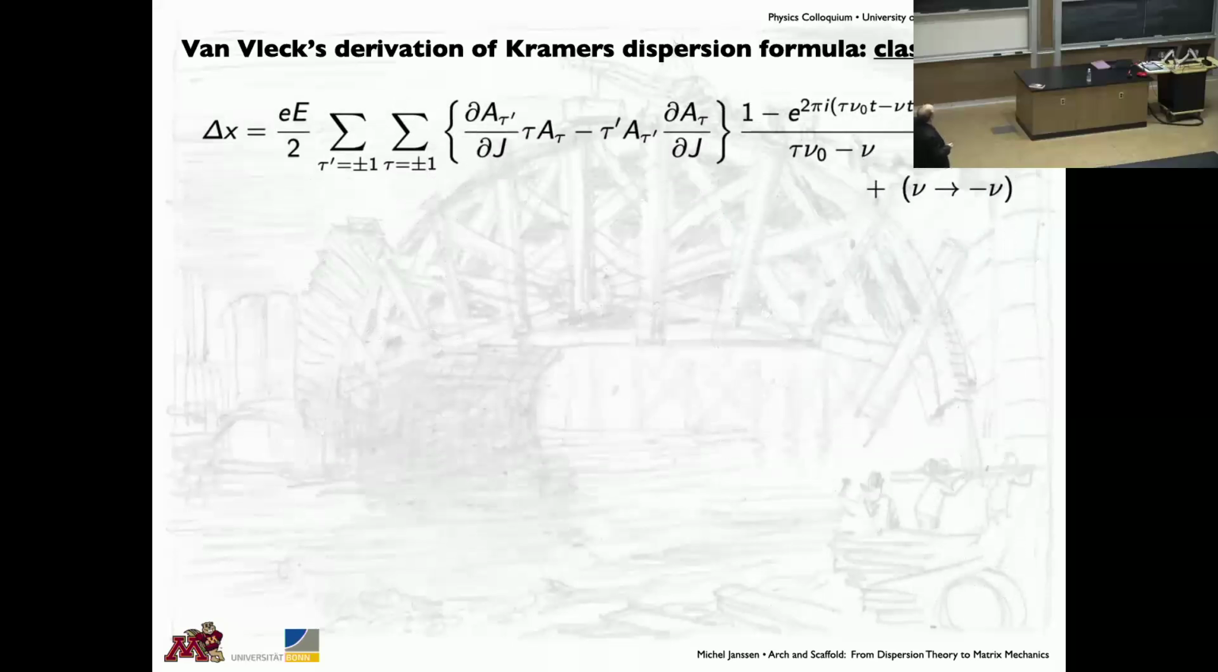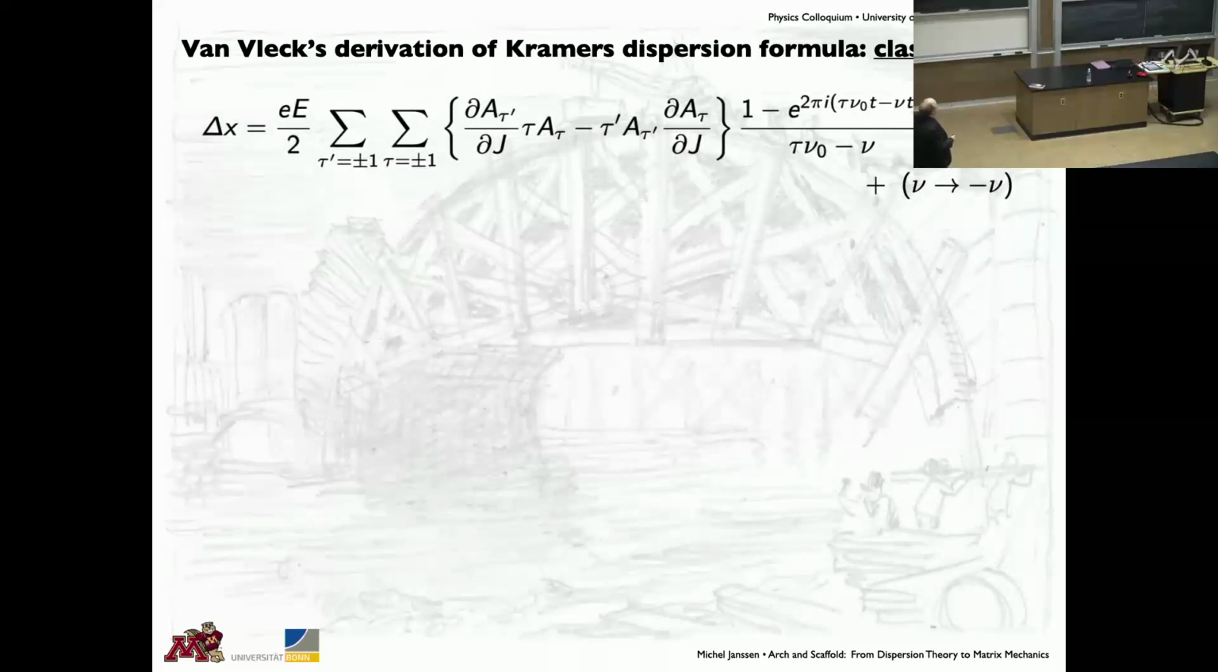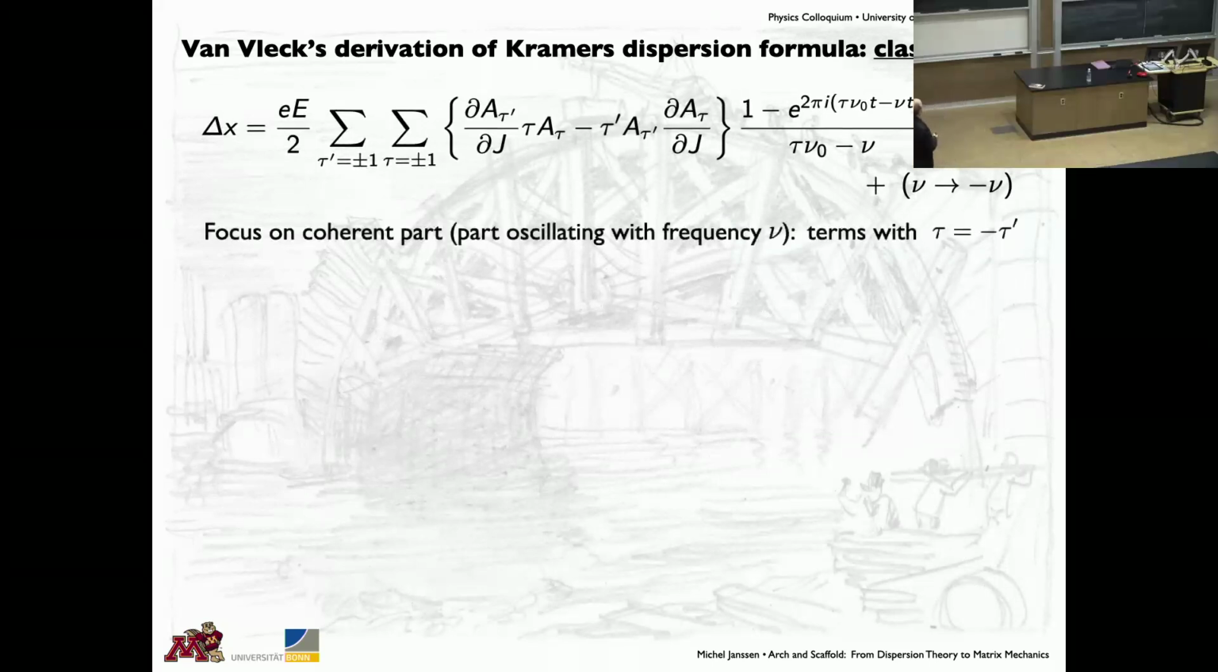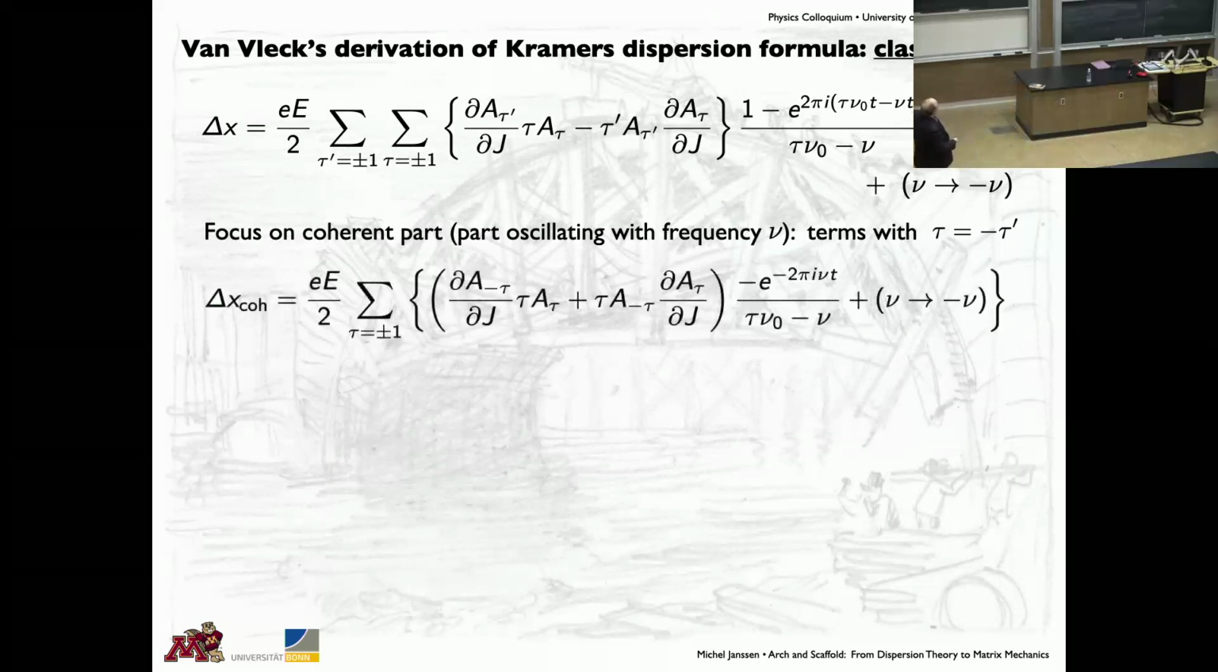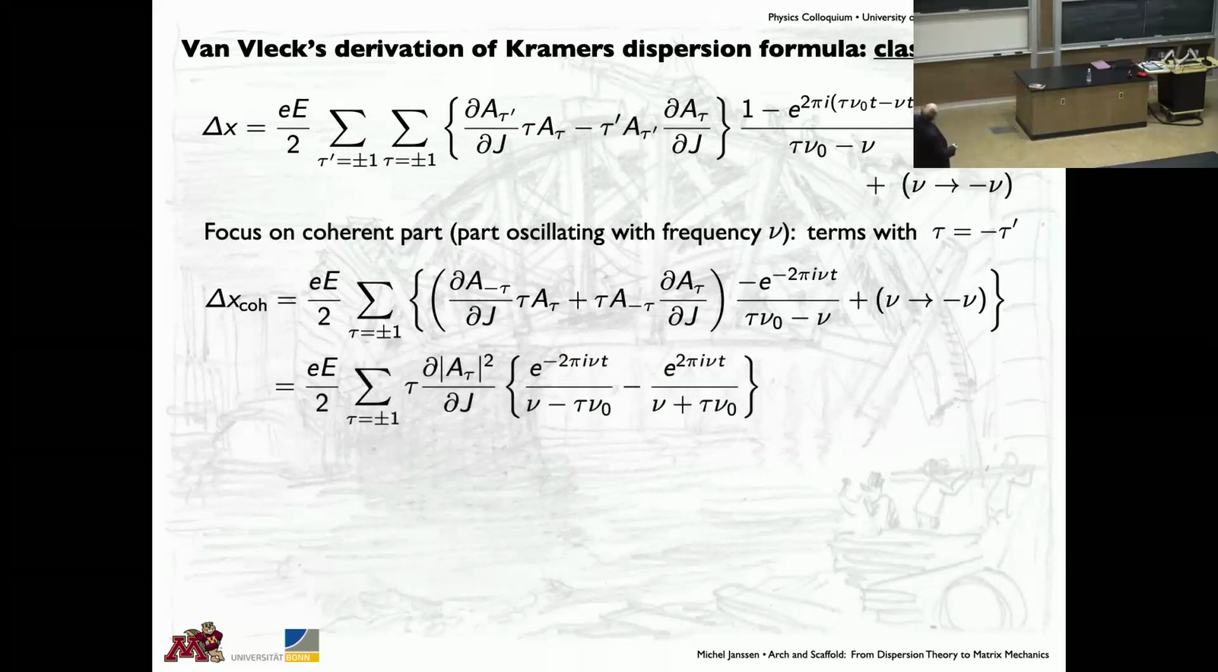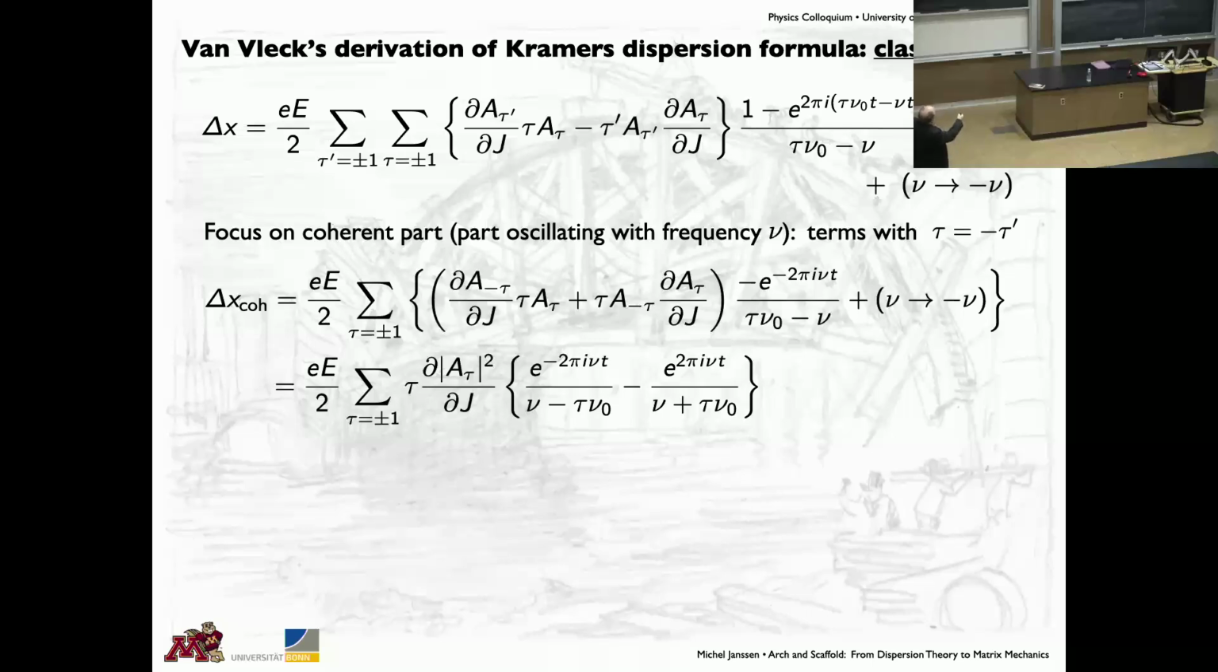All right. Now, fortunately, we're only interested in part of this, remember, because we're interested in coherent scattering. So we're only interested in the bit of this that varies with the driving frequency nu. And as you can see, those are the terms where tau is equal to minus tau prime. Right? So that double sum reduces to one sum. It looks like this. Now it's getting a little bit better. So now I can write it out again instead of just having this here. I see that this here just reduces to that.